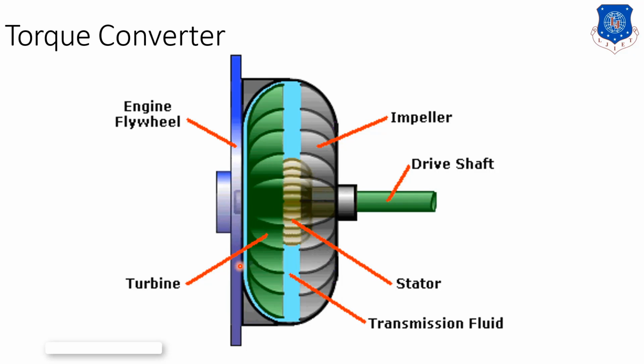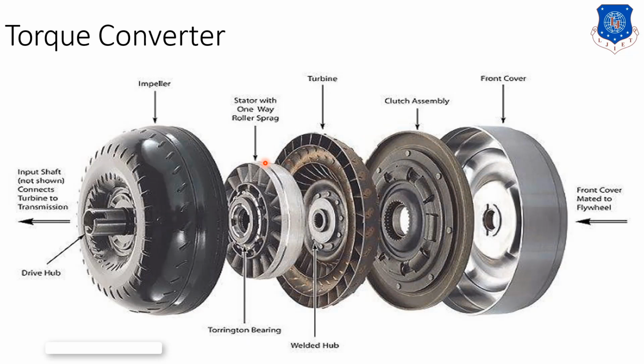Again I repeat, here only three components are there mainly. This is the impeller, this is the turbine, and in between them the stator is used. If the stator is not used, it becomes a fluid coupling. This is our transmission fluid. These are the drive shafts. This is the torque converter. So each component used in the torque converter is like this.